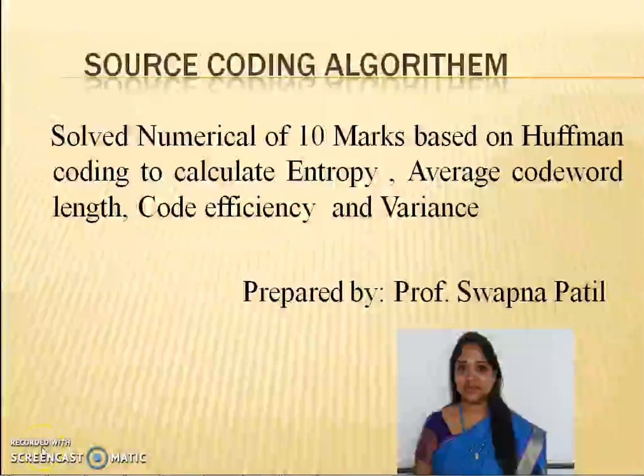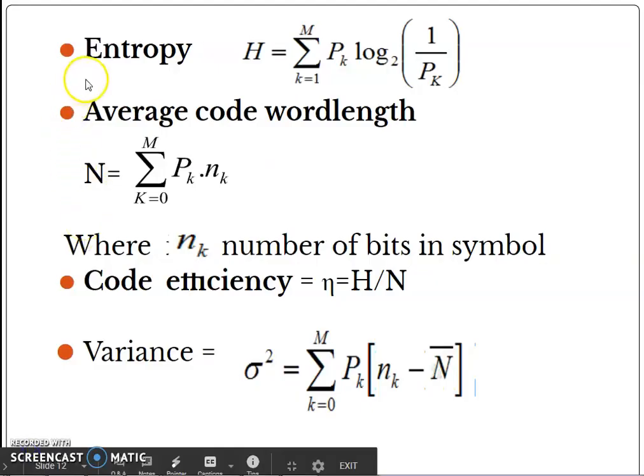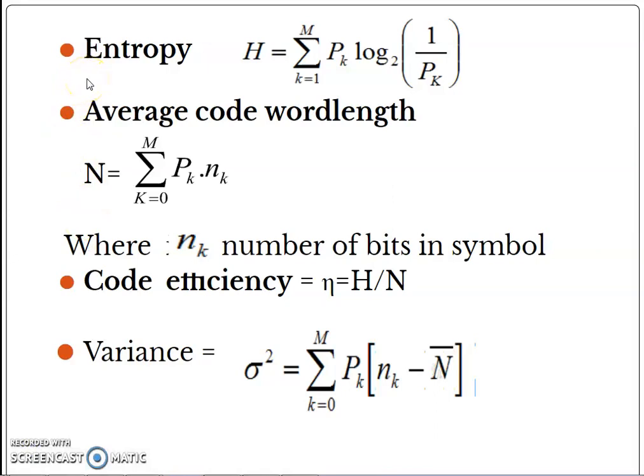Hello everyone. Today's topic is source coding algorithm. This video is going to help you solve the 10 marks numerical based on the Huffman coding technique, which is commonly used for the source coding algorithm, to calculate entropy, average code word length, code efficiency and variance. These are the parameters they are asking for in the 10 marks numerical.